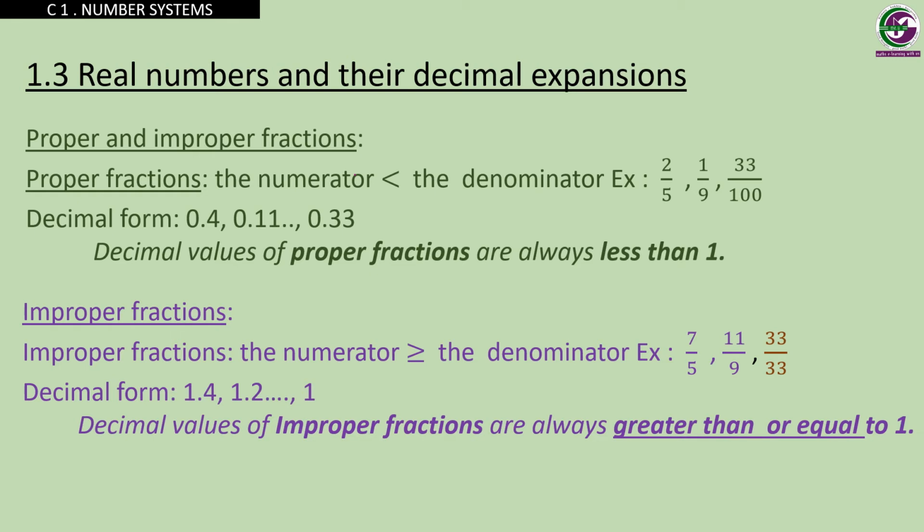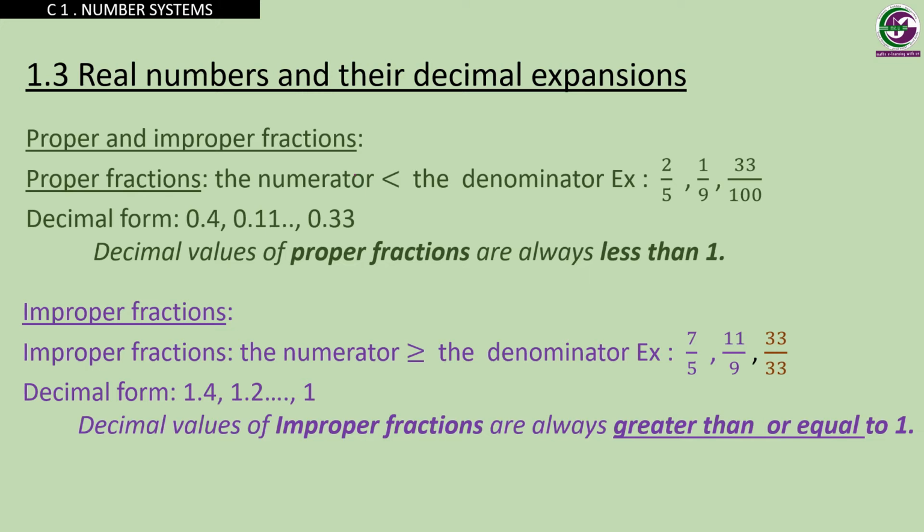Now the next one, improper fractions. Improper fractions are fractions with numerators greater than or equal to the denominator. Most of you know they are greater than, but some of you might miss the part that they can be equal. See this example, 7 by 5, 7 is greater. 11 by 9, 11 is greater. 33 by 33, this is an improper fraction. When the numerator and denominator are the same, this is also an improper fraction.